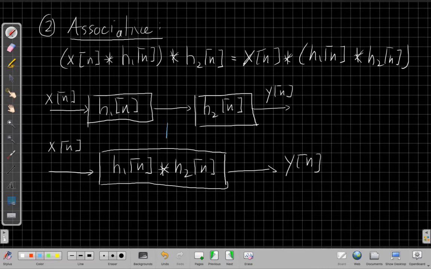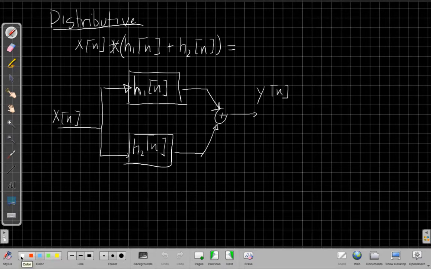The ability to get as fluent as we can shows a deep mastery of the concepts and is often the key to developing efficient signal processing implementations in real life. The third one along these lines is the distributive property. In the boring equation form, it says if I take x and convolve it with a sum of two impulse responses, h1 and h2, I get the same thing as if I convolve x with each one of them first, so x convolved with h1 and x convolved with h2 of n, and then add them.